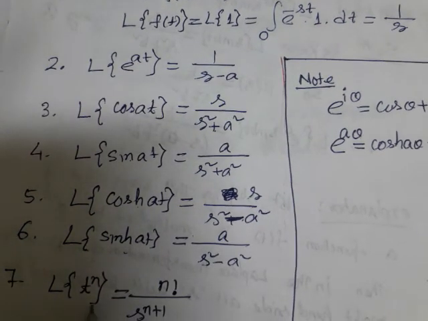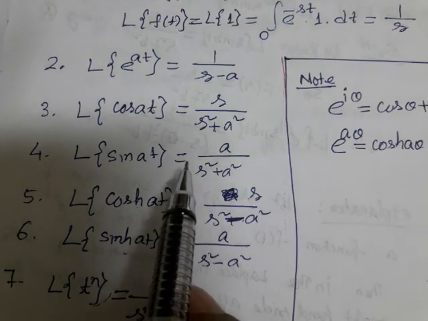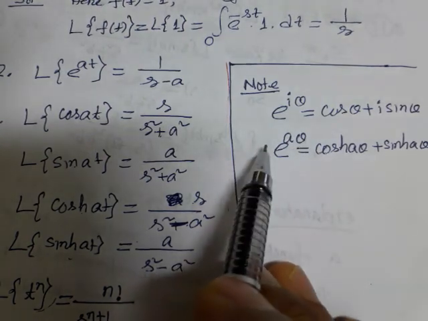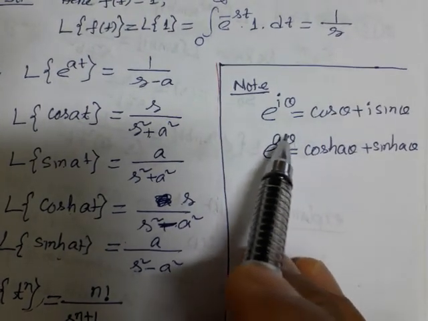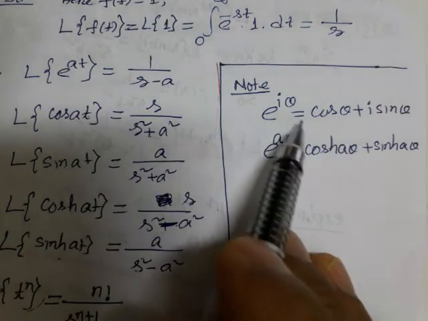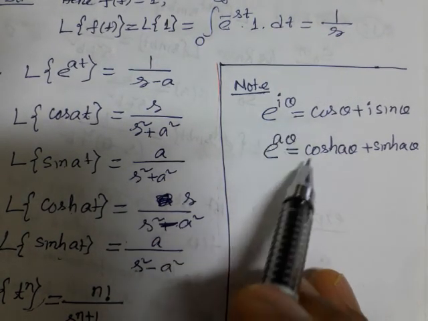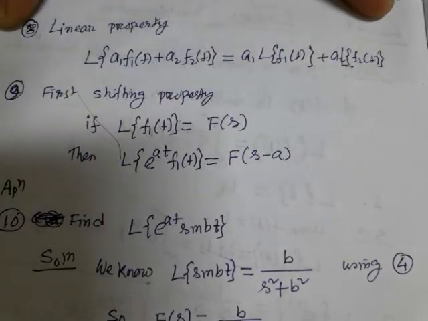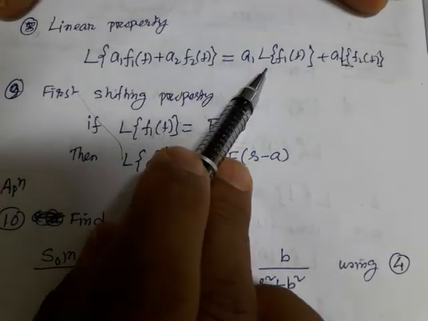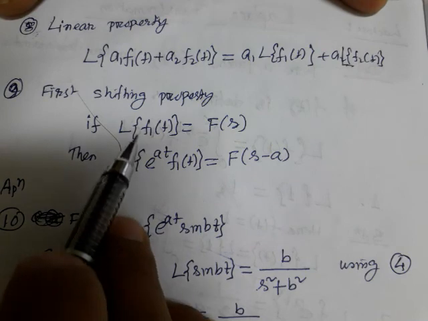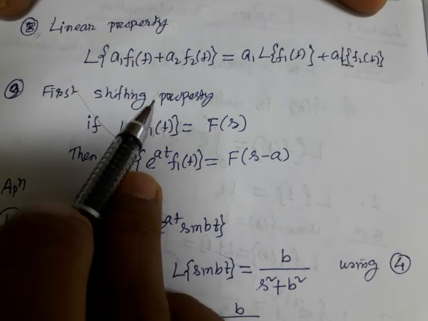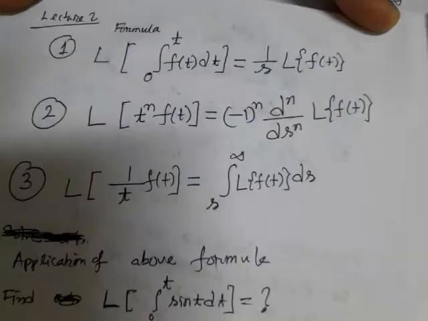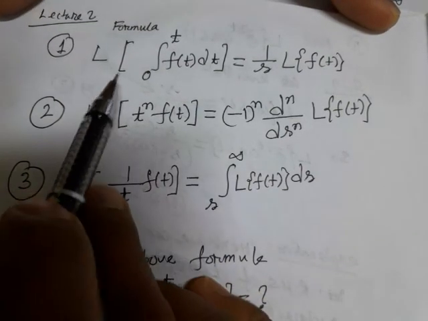So we have learned these 7 formulas in the previous video, and using these formulas we have proved the others. I have given some hints to prove this, how to derive this formula. So using this formula for trigonometric functions, using this formula for hyperbolic functions, and the linear property that we have learned, and the first shifting property. After learning this property and the formula, we have done some problems. So now in this video we are going to learn these 3 formulas.